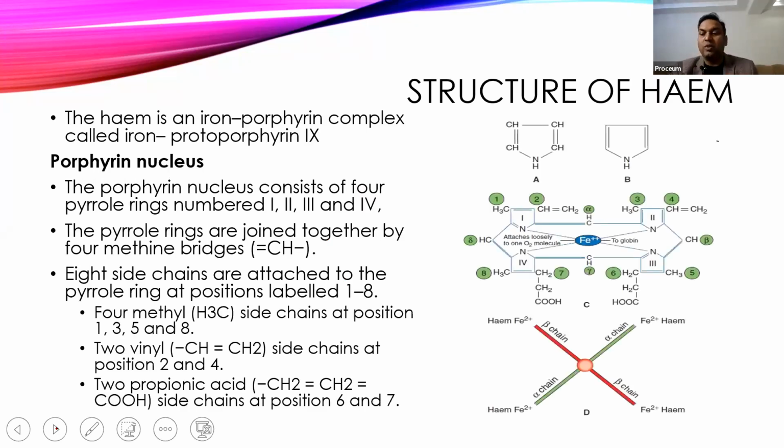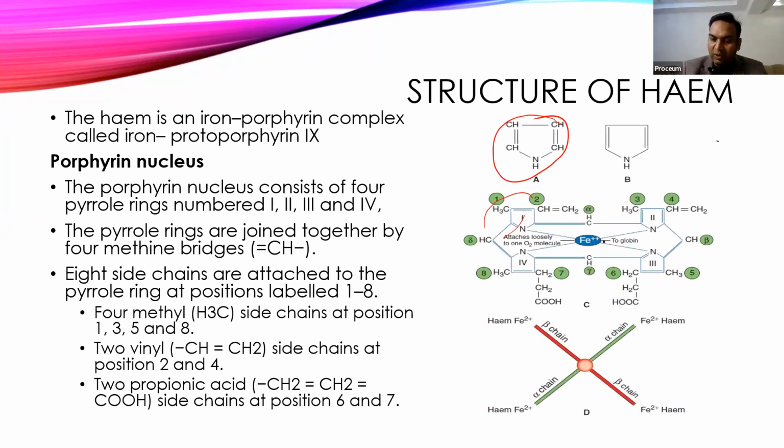Then come to the structure of the heme. Heme is made up of an iron porphyrin complex. So this is the structure of the porphyrin ring. These 4 porphyrin rings will combine together with the iron and form the ferrous iron heme structure, and all these hemes will combine with the alpha and beta globin chains. Okay, this is how the hemoglobin will form.